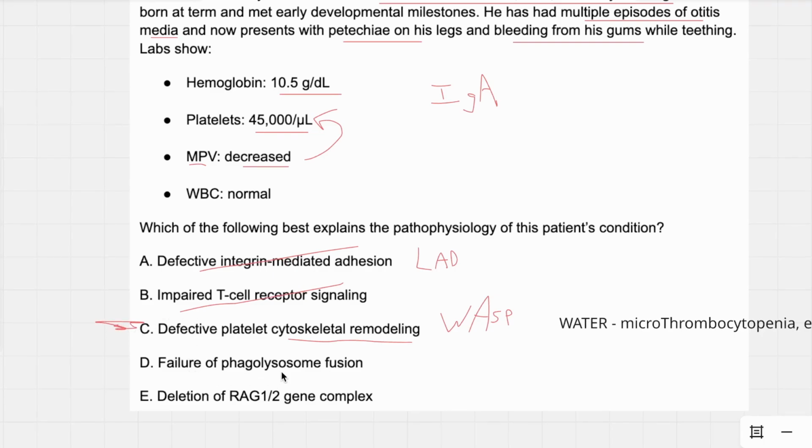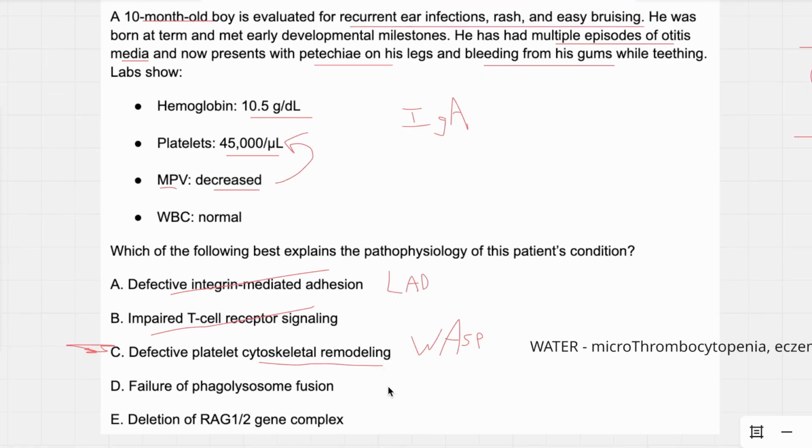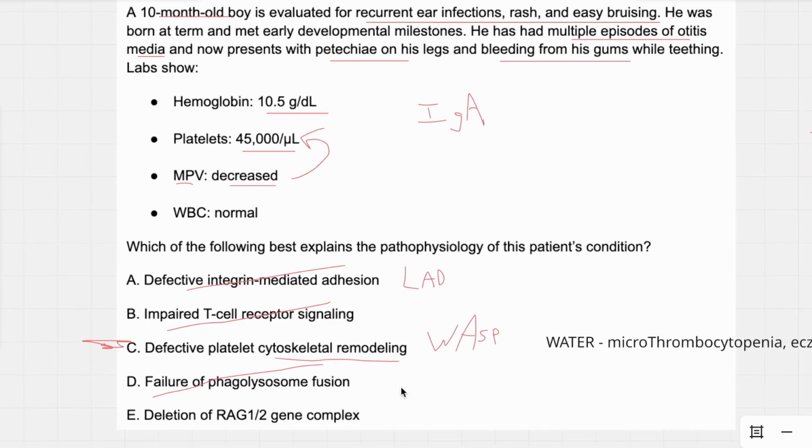Failure of phagolysosome fusion is referring to Chediak-Higashi syndrome. I always remember Chediak-Higashi because the really weird thing with that is partial albinism. They might also tell you about giant granules in neutrophils, but pretty much all of these have recurrent infections, so that doesn't help. It's really the partial albinism and giant granules if they were to tell you that in a smear. We don't have albinism, so I'm going to cross that one off. They usually do tell you about that.